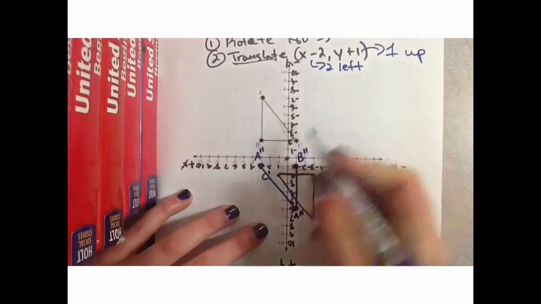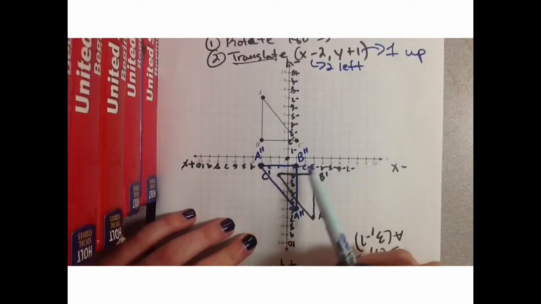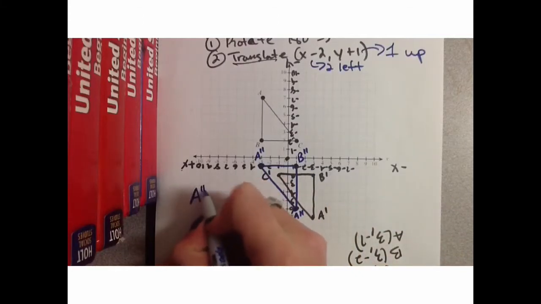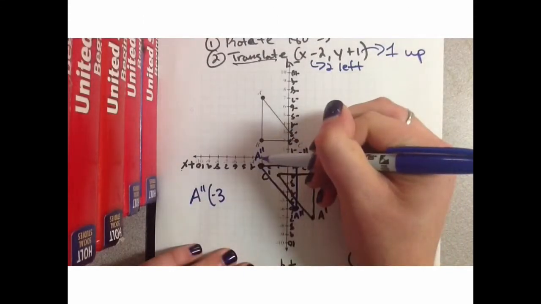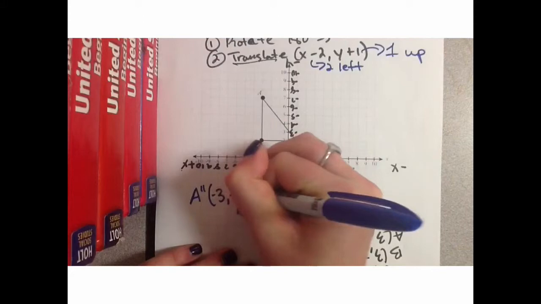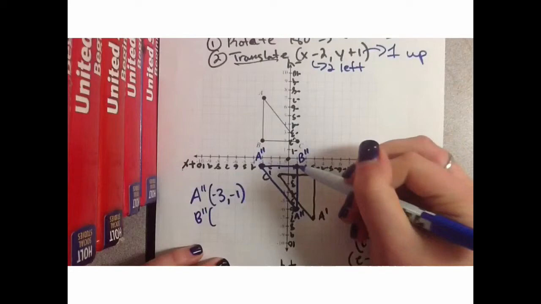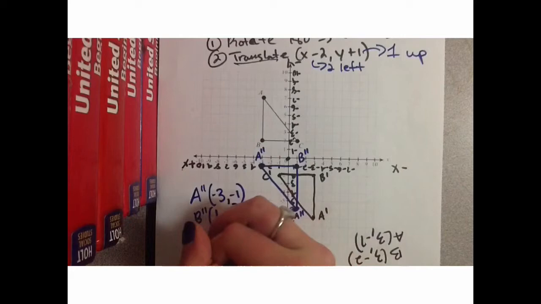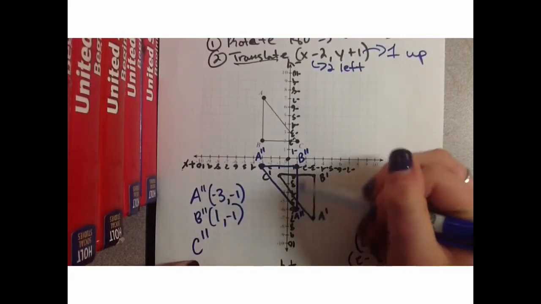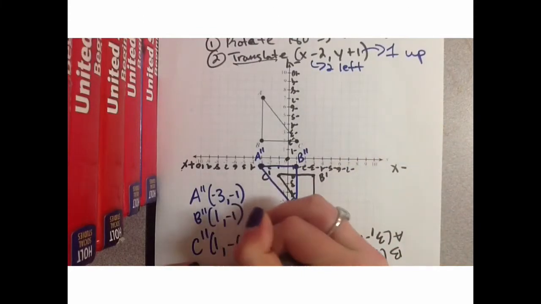Now, my last step here is to write my coordinates for my final triangle, which is in blue here. A double prime, B double prime, C double prime. So A double prime is going to be at, my X value is -3. My Y value is at -1. B double prime is at my X value of 1 and my Y value of -1. And then finally, C double prime is at 1 for my X value and -6 for my Y value.